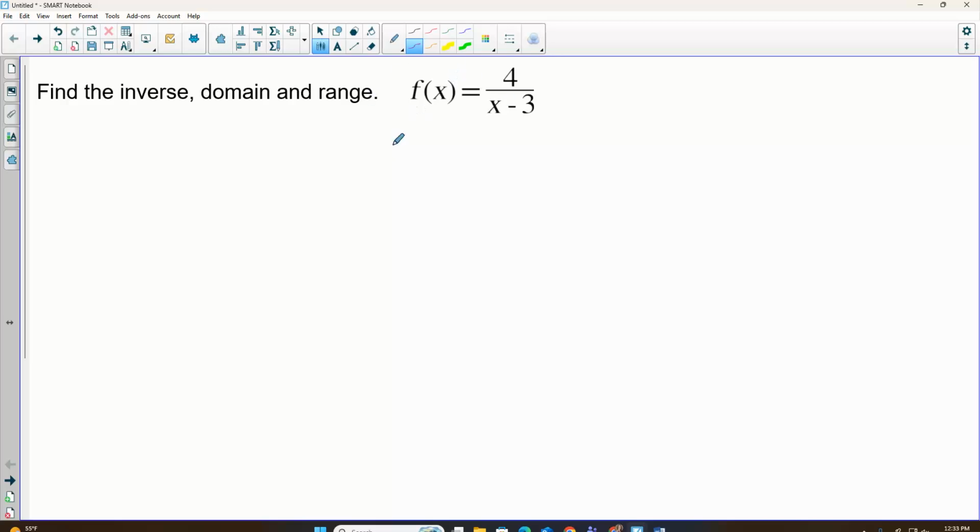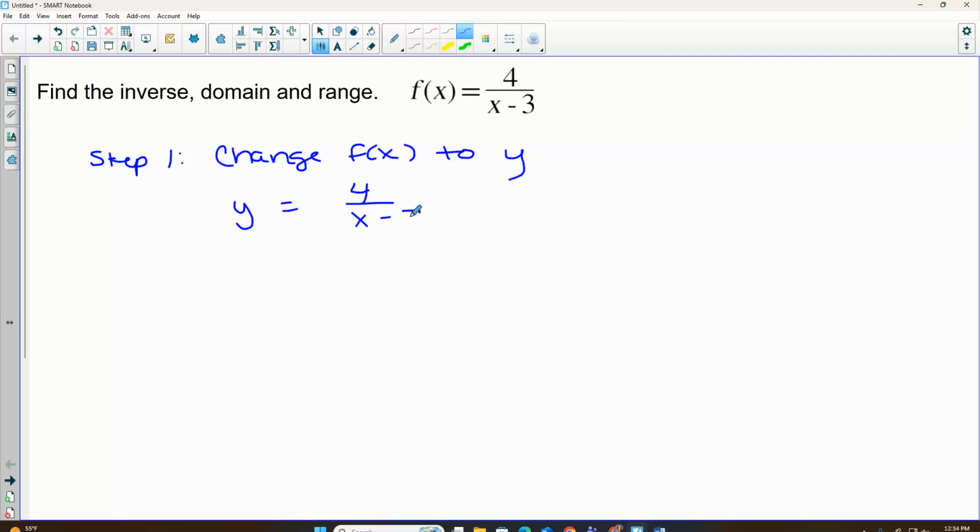So if I ask you to find the inverse, remember the very first thing we did is change f of x to y. You don't have to write these steps out, but for our review purposes, I'm going to. So that would be y equals 4 over x minus 3. Then what an inverse does is it flips x and y. So that's what we do next. Switch x and y. So then it becomes x equals 4 over y minus 3.